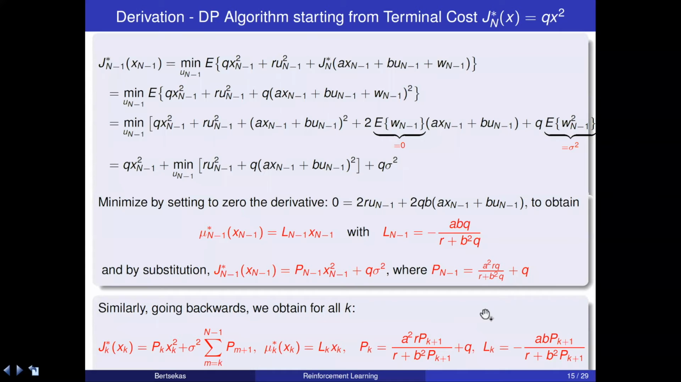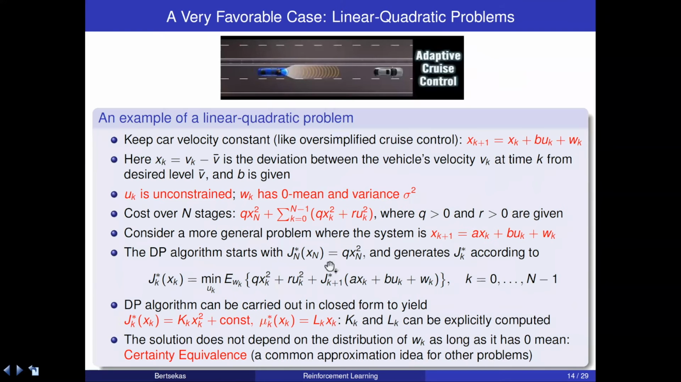Professor, I have a few questions. So here, the P and L's are just the coefficients, right? That we're recursively determining. Yes. Okay, Professor, as my question was, while we're defining the cost function, can you tell me what is the intuition behind this term R times U square? The intuition behind this choice here. Yes.